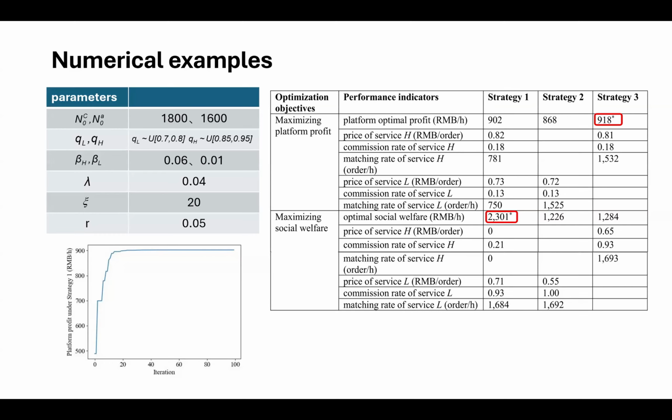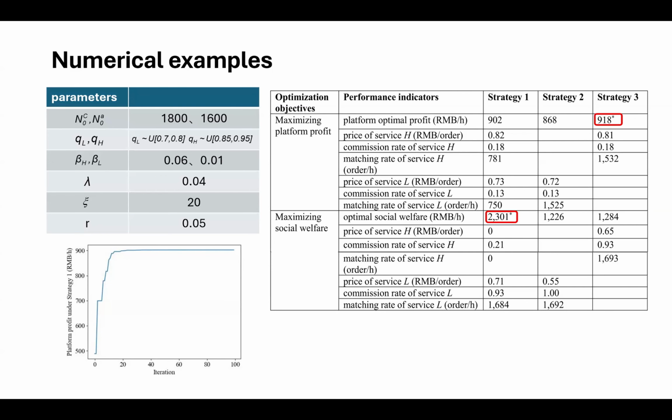On the table to the right, we summarize the optimal results under the two objectives, platform profit maximization and social welfare maximization, for the three service strategies. When the objective is profit maximization, the platform achieves the highest profit under strategy 3, where only high quality service is offered. In contrast, when the objective is social welfare maximization, the platform should adopt strategy 1, offering both high and low quality services simultaneously.